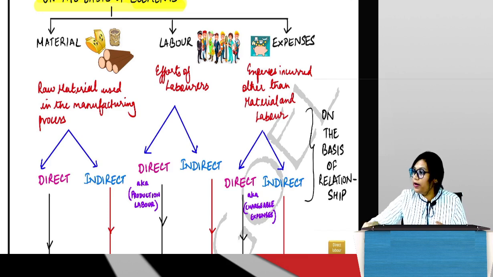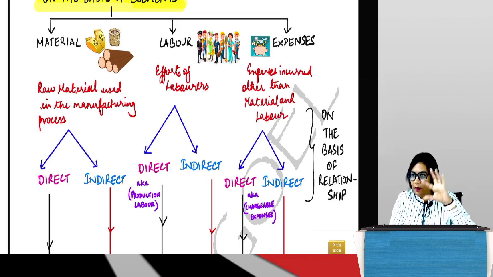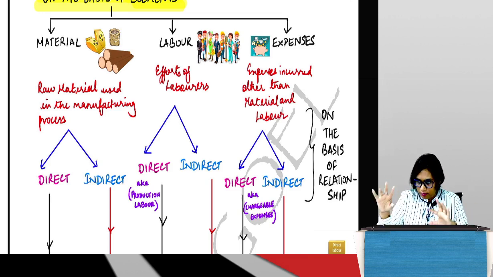When you say elements, what do you mean? The various components of a product. When a product is manufactured, we saw yesterday when the cake was manufactured, we added some ingredients. Then Pratibha had to put efforts into baking the cake. Then there were some other expenses that we incurred. So these are the components in manufacturing the product.